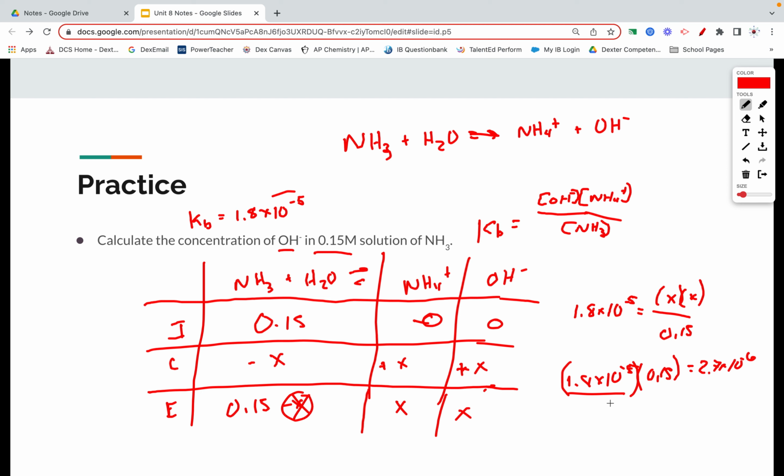Okay? And we got to solve for x, right? So x squared is equal to 2.7 times 10 to the negative 6. So we square root those, and that is going to equal 1.6 times 10 to the negative 3 molar. And we know that's equal to x, and x is equal to both ammonium and hydroxide. So this is our final answer.